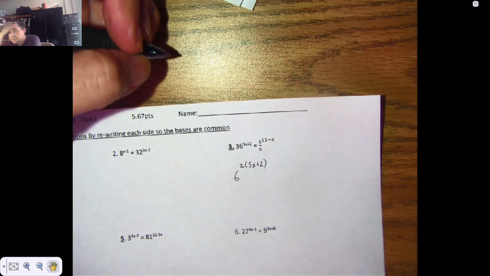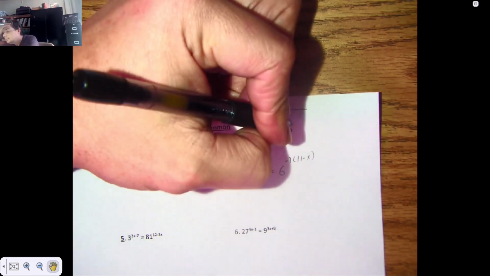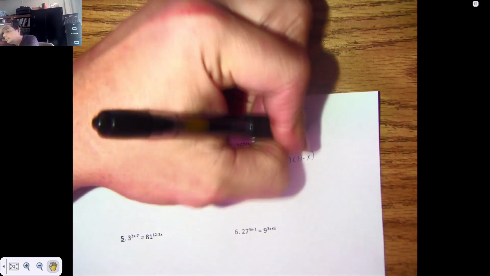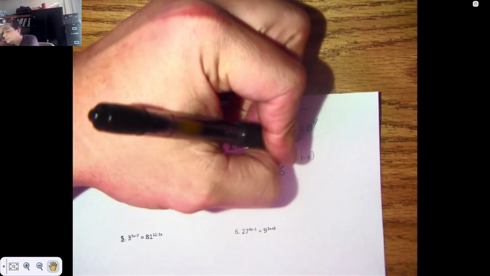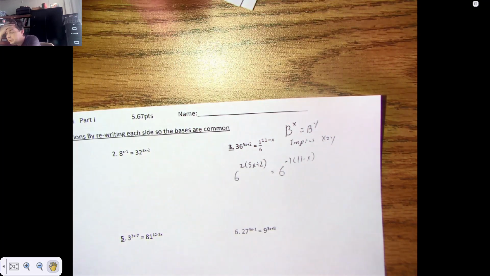I know that 36 and 1/6 are both powers of 6. 36 is a 6 that's squared. We got 5x plus 2 still in the exponential space. And 1 over 6 is 6 to the negative first, and you still had that 11 minus x in the exponential space. And this would have been taught to you, but a base to the x equal to a base to the y implies x equals y. As long as the bases are the same, the exponents have to be equal as well.